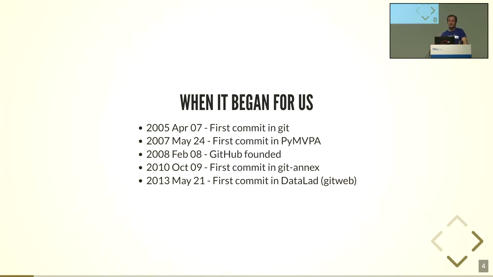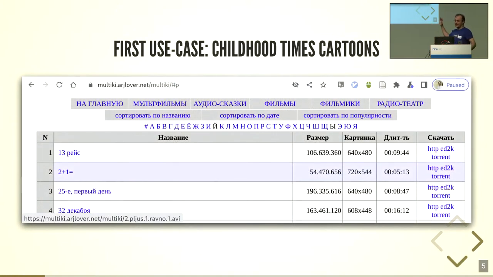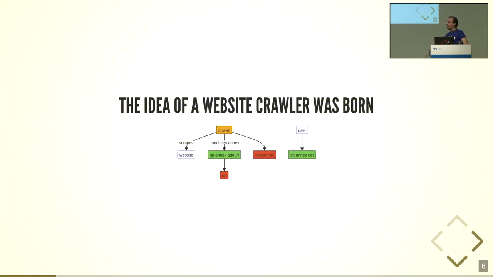What was the original use case for me was I had this collection of Soviet time cartoons I grew up with, and they're all on the web with URLs. So I wanted to put them, of course, to be managed by the tool I use, Git, right? And I discovered git-annex. So how could I put all that into version control? GitWeb was really simple. It scrapes the website, it calls git-annex addurl, which calls git, and then we git commit, and that's it. And then the user can git-annex get that file.